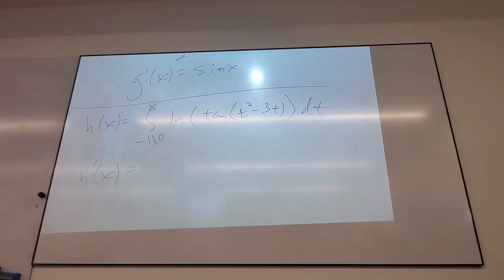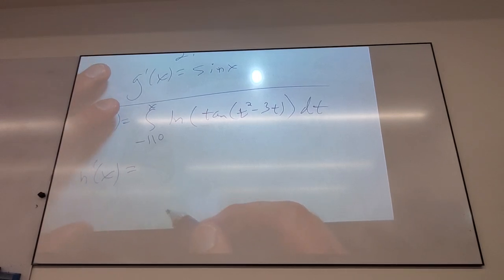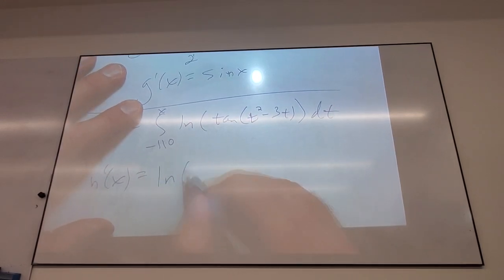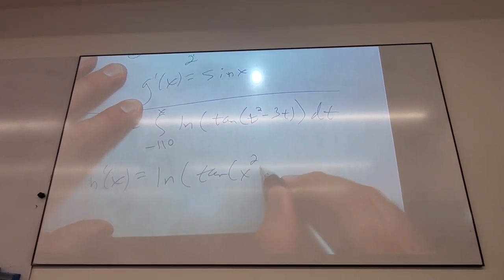I need more paper. What's that? Oh, that's funny. Oh, what are you guys done? You should be done. The natural log of tangent of x squared minus 3x. Done.